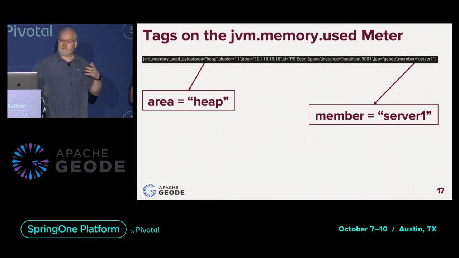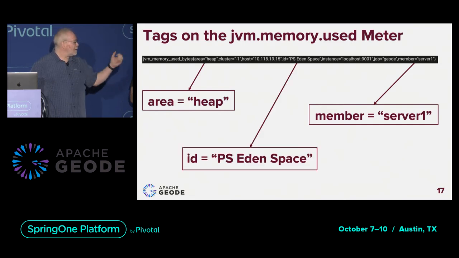There are several areas. There's heap memory, there's non-heap memory. Within each area of memory, there are several other pools of memory, and the ID tag identifies which one this meter is measuring. This meter is measuring the Eden space. So with this combination of tags, we can see that this particular meter is measuring the Eden space in the heap area on server 1.